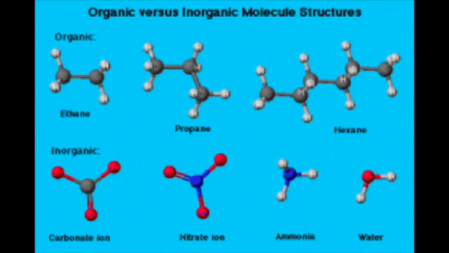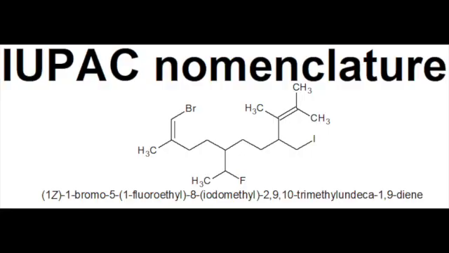Up until now, we've been covering inorganic chemistry. So these are the molecules at the bottom: carbonate ion, nitrate ion, ammonia, and water. And they're pretty simple. Above, we can see these molecules are hydrocarbons with a lot more atoms. So there's a different process for naming organic molecules. Organic molecules have a lot more atoms, but the majority are going to be hydrocarbon.